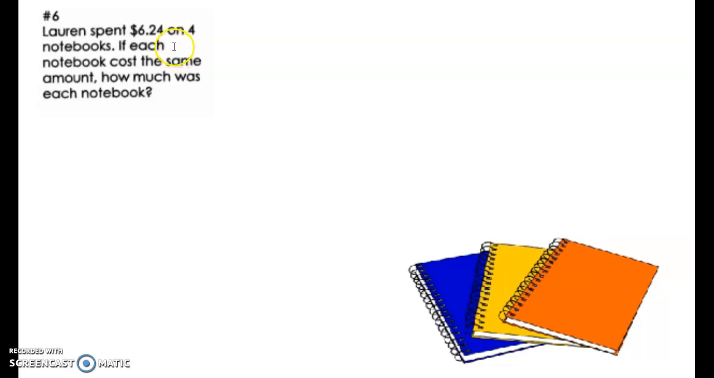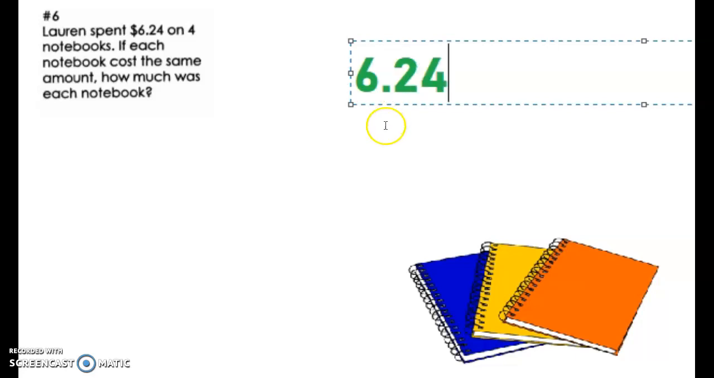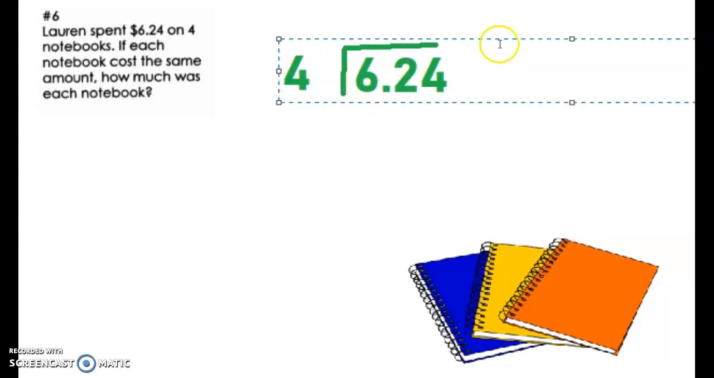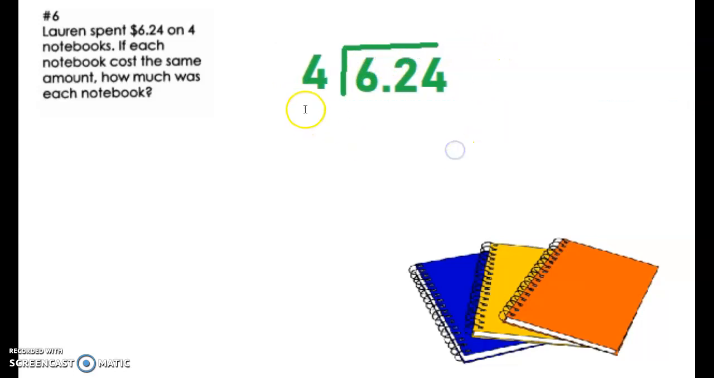But she spent $6.24 on all 4, right? So we're going to take $6.24, and since there's 4 of them, she split it 4 ways, right? Because we know that it went in there evenly 4 times. So she split this price by 4 notebooks. And that's how you would get your answer. Now this is a whole number, so I don't need to do anything with my decimal here. But just remember, when you get to it, raise the roof.